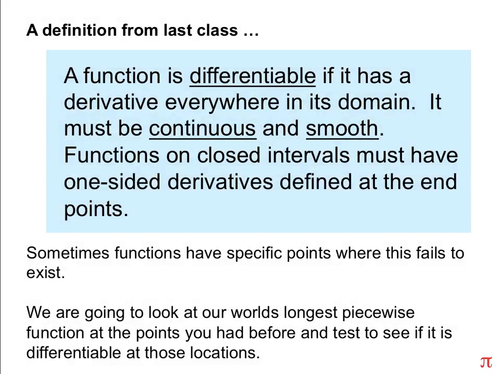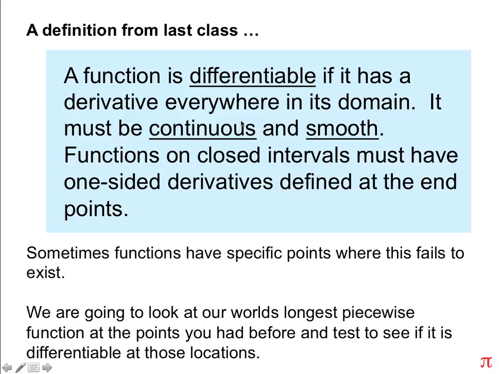So from last class, we know that a function is differentiable if it has a derivative everywhere in its domain. So that last function was differentiable everywhere. To see that visually, we need to have continuity and smoothness. If we have a continuous, smooth graph, we know it's differentiable everywhere. That's the visual.